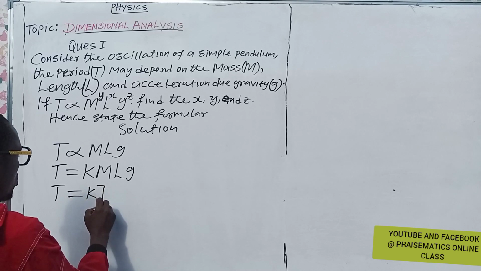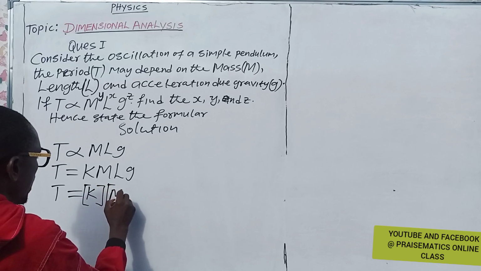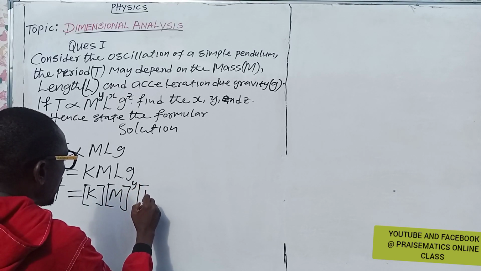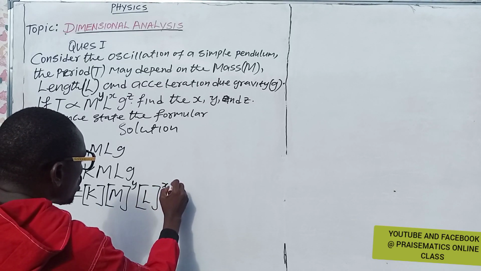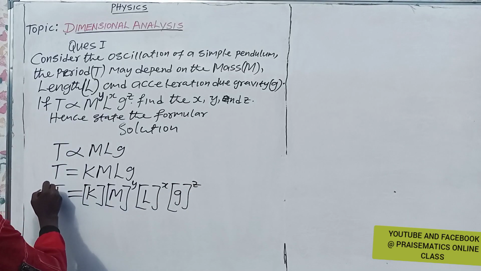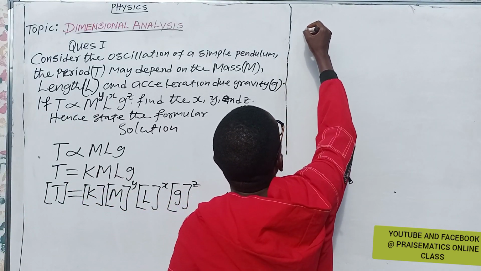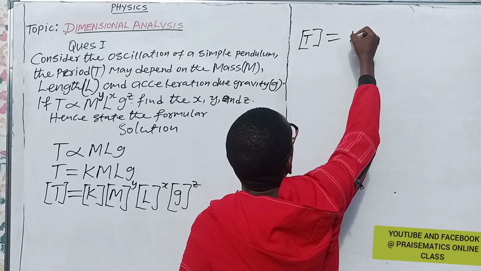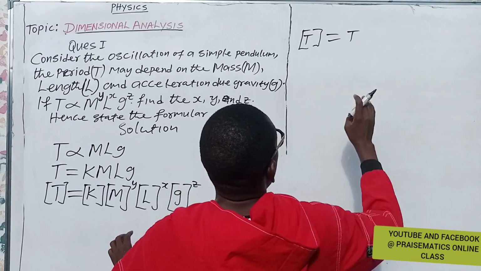We are going to look at the dimension of k, the dimension of mass m to the power y, dimension of l to the power x, and the dimension of g to the power z. This is still the same as the dimension of period T. From here, always remember that the dimension of T is the same thing as T. Now we are going to check whether the left hand side is equal to the right hand side.